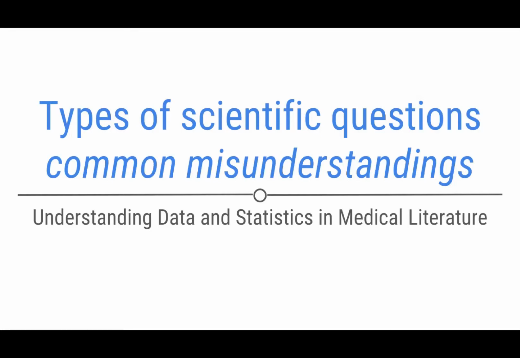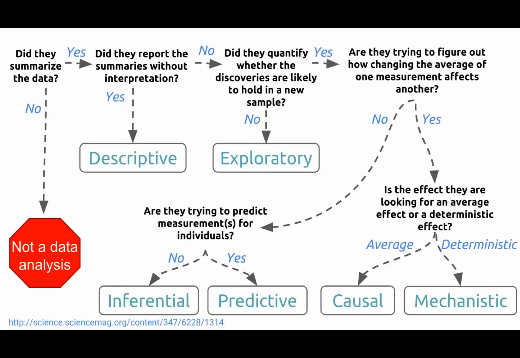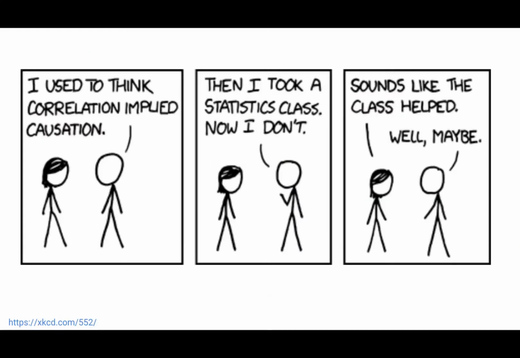So let's just conclude our lectures on the types of scientific questions by focusing on some common misunderstandings. Remember, we have this flowchart that tells us which type of statistical question we're trying to answer. And by answering these questions, you can figure out which of the 6 types a particular medical paper is focused on. But there are a lot of confusions about the different types of analyses that are being done, and it's really common to mix them up.